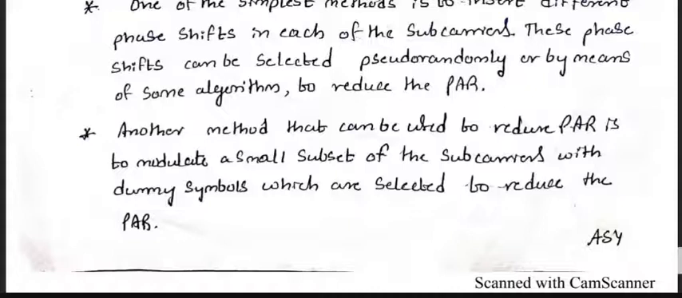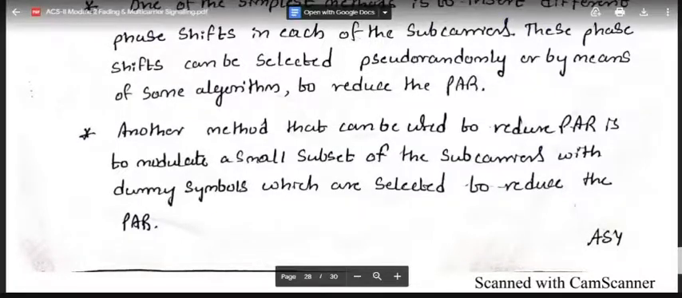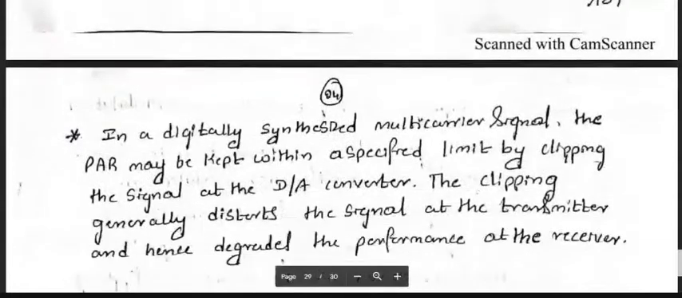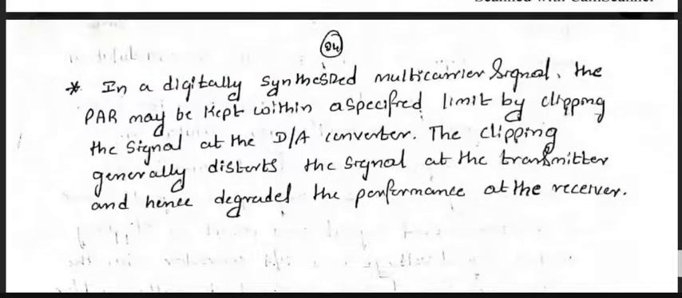They will be selected to reduce the PAR here. This is another method by which the peak to average ratio can be reduced. A small subset of the subcarriers will be taken into consideration with dummy symbols. Those will be modulated, and they are selected to reduce the PAR. Now these are the two methods to reduce the PAR.